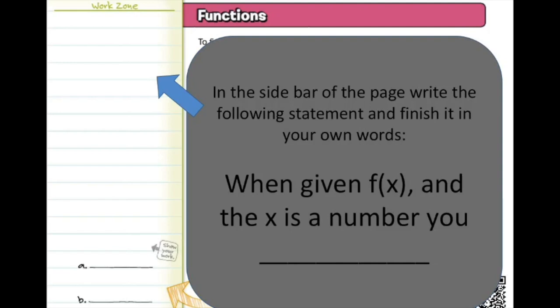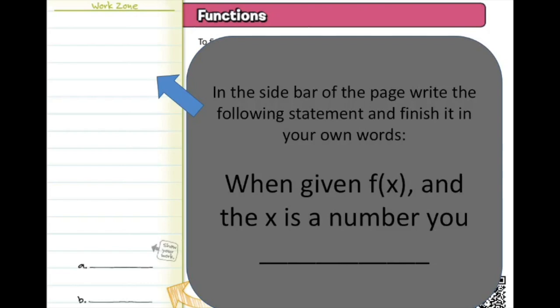Okay, so I would like you to find some room on the sidebar or somewhere in the top half of this page. And I want you to take a look at the statement here and finish it in your own words. When given f of x and the x is a number, you blank. So if you're given, instead of f of x, f of 2, what do you need to do at that point? Take a look and see, what did we do in A? What did we do in B? What did you do with that number that replaced the x in the f of x?